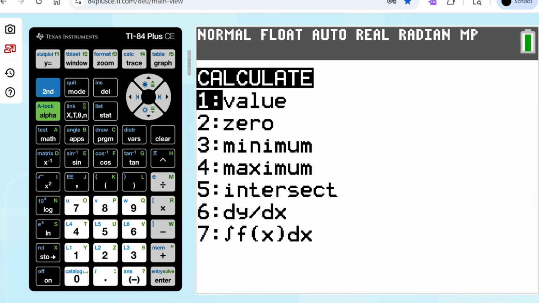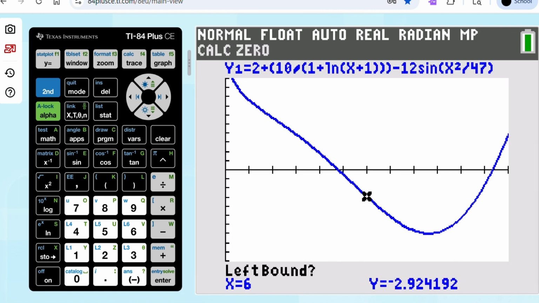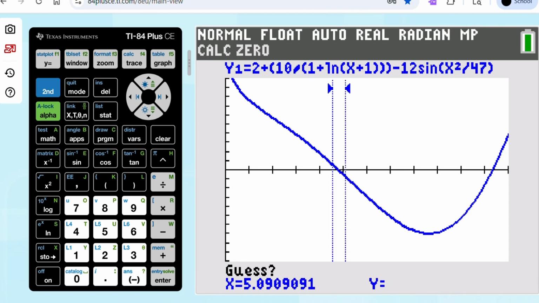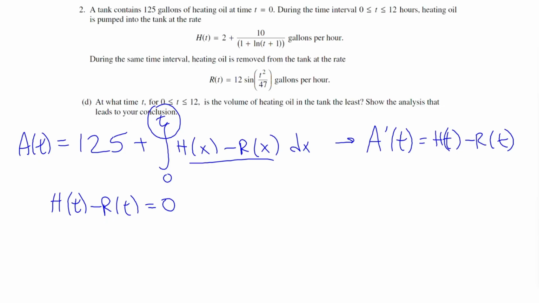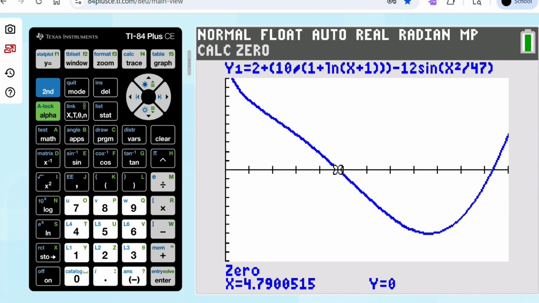And we'll do second trace and find that 0, option 2, 0. And we'll go to the left and hit enter. We'll go to the right and hit enter. We'll hit enter a third time and see that that's 4.790. So we'll say this is true at t is 4.790.